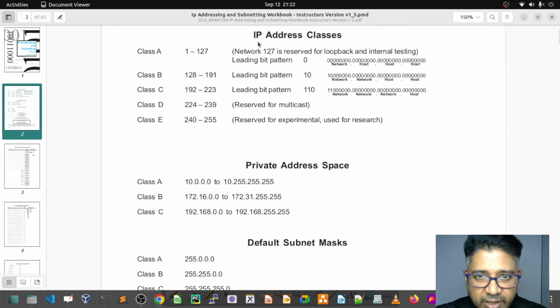First things first, IP address classes. We have five classes: class A, class B, class C, class D, and their range. And here you can see the pattern of the host. So what is the first pattern? The first one bit, can you see, the leading bit is a zero.